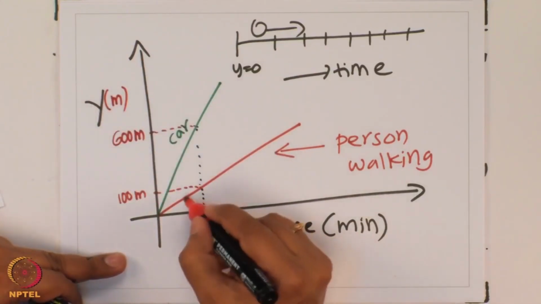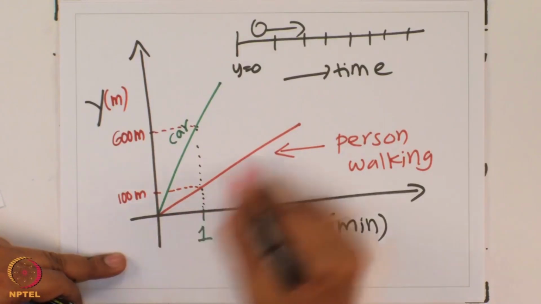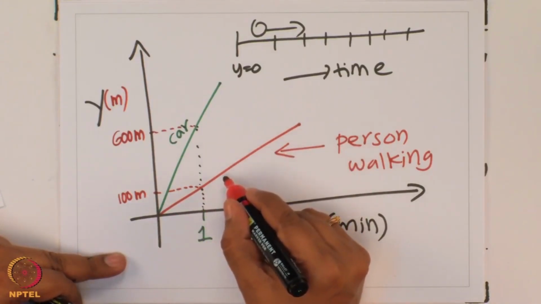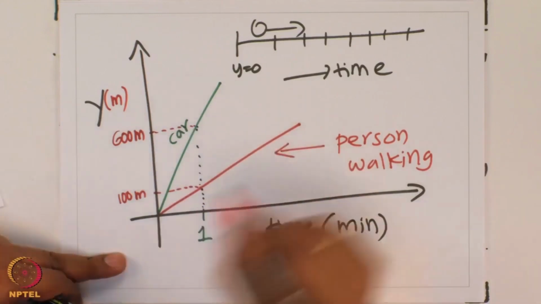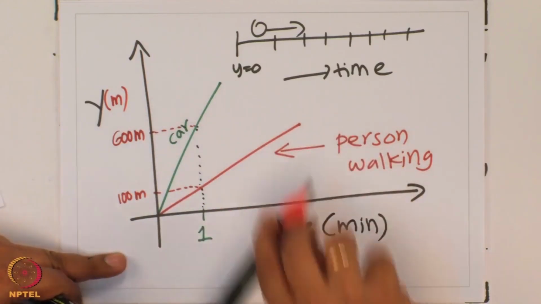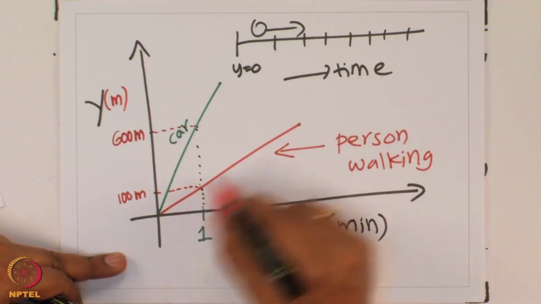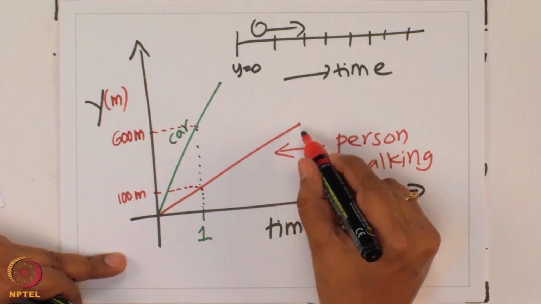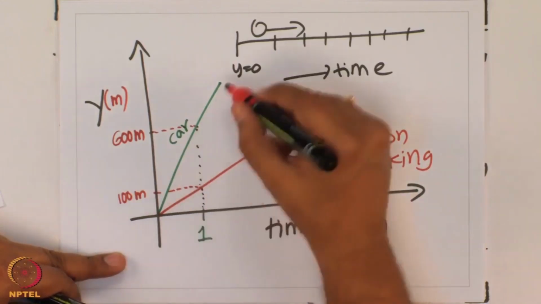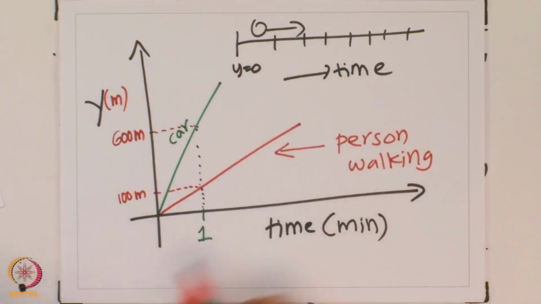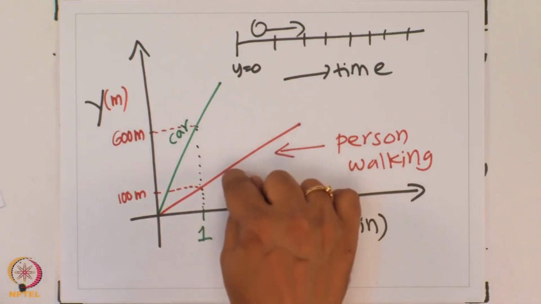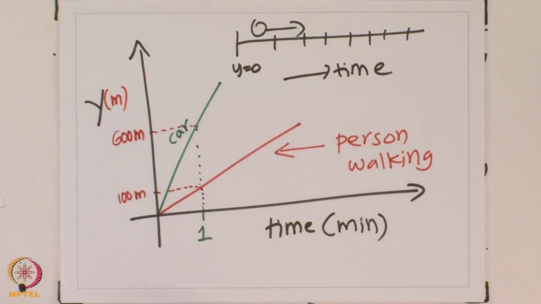So this tells us that the red curve has a smaller slope than the green curve. This is a smaller slope, this is a larger slope. And this also tells us that the red curve represents a slow moving object, the person, while the green curve represents a fast moving object. So if you now want to say that this is slow moving and that is fast moving, we have to make use of this idea of derivative.